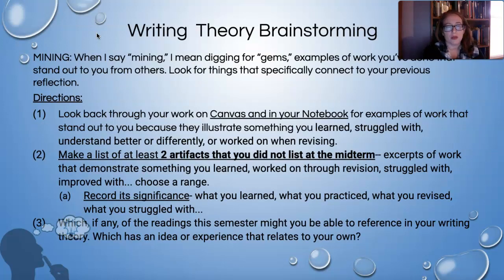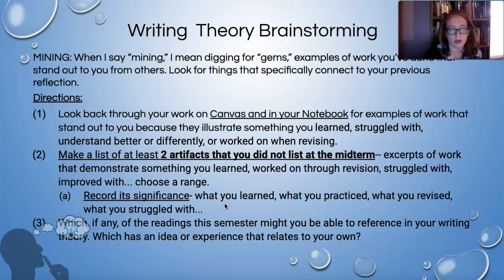For your brainstorming, we're going to do the mining again. Once again, not repeating work, but adding at least 2 more. Go back and look through Canvas for examples of your work that stand out to you, picking 2 that you didn't list at the midterm, things that are new, that represent something you learned, worked on through revision, struggled with, or feel you improved with. Talk about what you learned, what you practiced, and what you struggled with. So you're adding 2 more to the list of work.